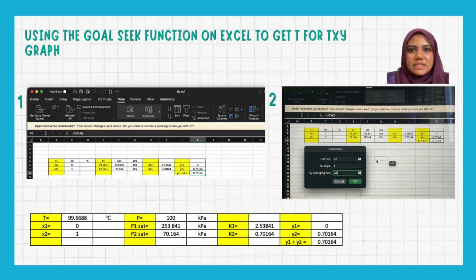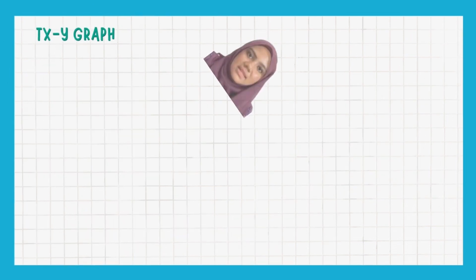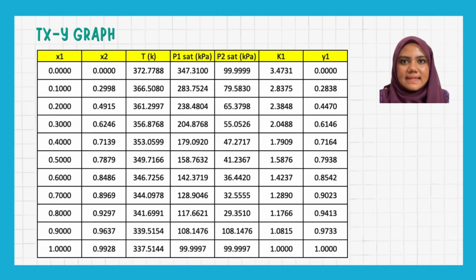We can see that the summation is not equal to 1. Therefore, we will need to use the Goal Seek function on Excel to change the value of y1 plus y2 equals to 1 by changing the temperature given. So, for x1 equals to 0 and y1 plus y2 equal to 1, the value of temperature is 99.63 degrees Celsius. The data calculated using Excel is summarized in this table.